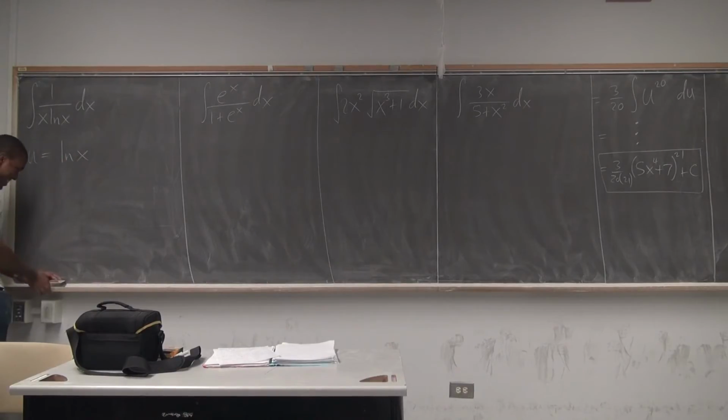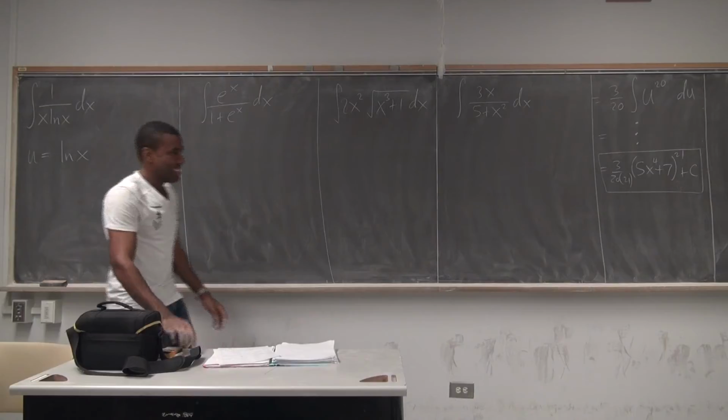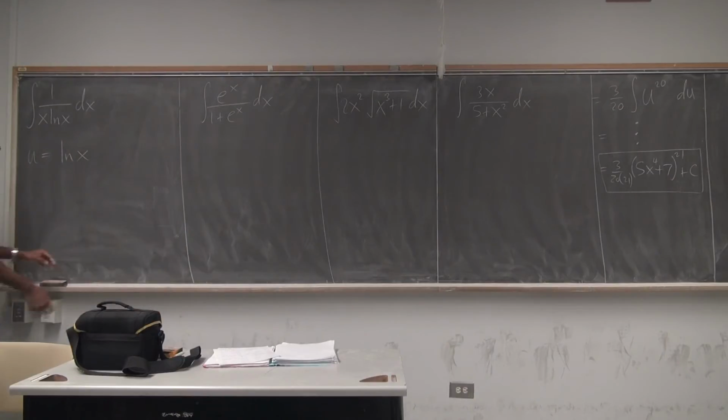I don't know. The first person was right. It's ln x. I was like, why? You guys need to be more confident in yourselves. Come on, ln x was the right answer. Why? If I take the derivative, what do I get? 1 over x dx. And look here, I have 1 over x dx. The derivative is already there.